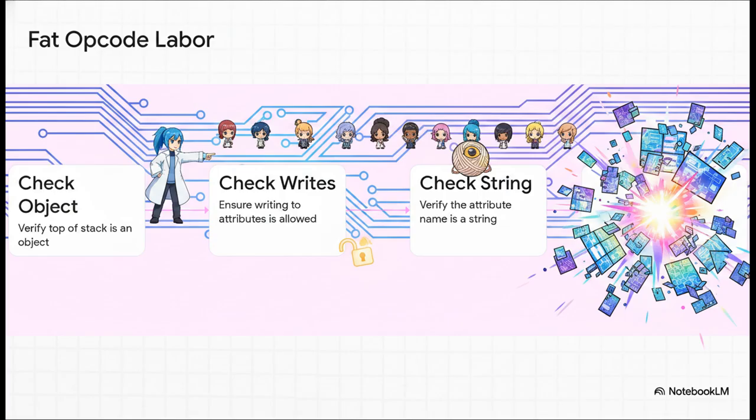The interpreter has to check if the top of the stack is an object, check if writing to attributes is even allowed, verify the attribute name is a string, and then finally execute a dictionary update, which, by the way, might trigger an expensive hashmap resize. All of this happens because the interpreter fundamentally cannot trust the input.